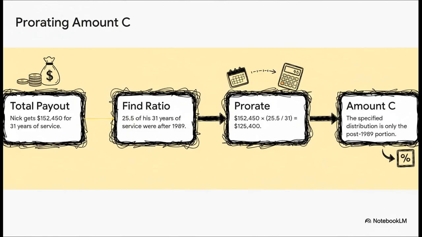Look at Nick's situation. He gets a big payout for 31 years of service. But we figure out that only 25.5 of those years were after 1989. So we do a simple calculation, we multiply his total payout by that fraction, 25.5 over 31. The result, $125,400, is his actual amount C for the formula. You have to carve out that pre-1990 service.